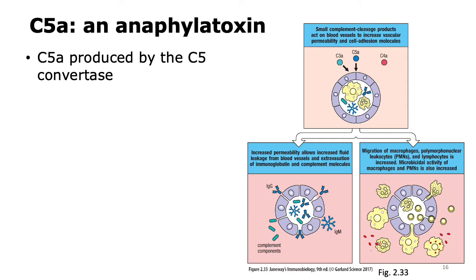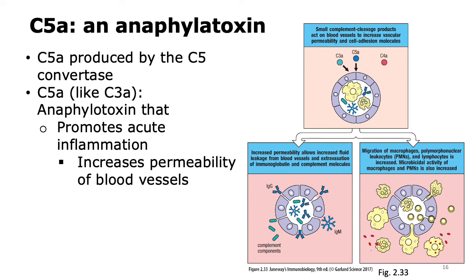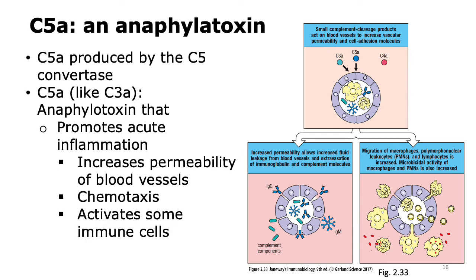One of the fragments that is generated, which is the smaller fragment, is C5a. Now C5a, like C3a, is a soluble and diffusible protein fragment, and it functions as an anaphylatoxin. The anaphylatoxin is able to promote acute inflammation by increasing the permeability of blood vessels, by promoting chemotaxis of immune cells to the site of infection, and by activating some immune cells.